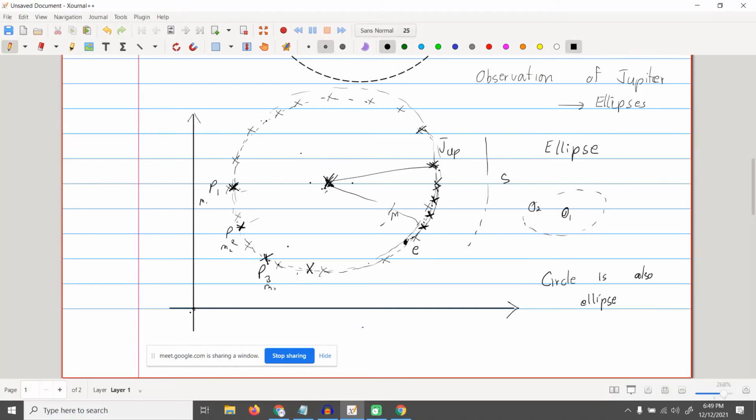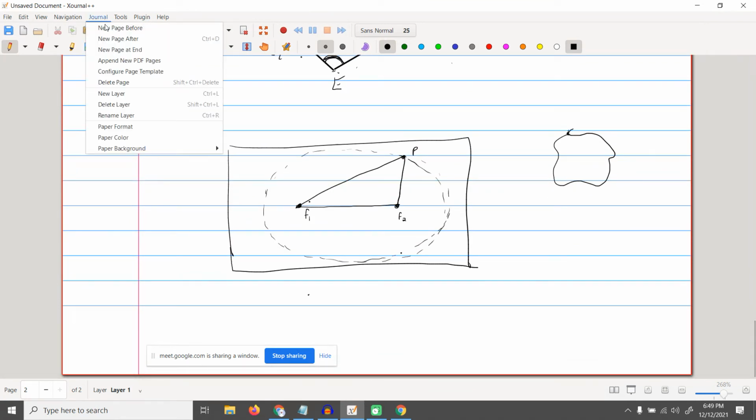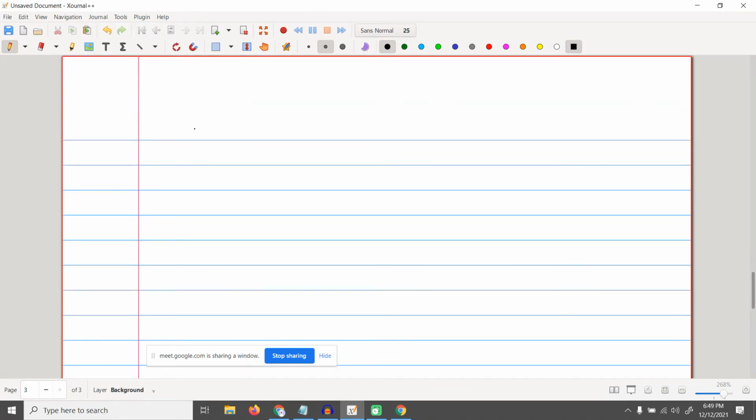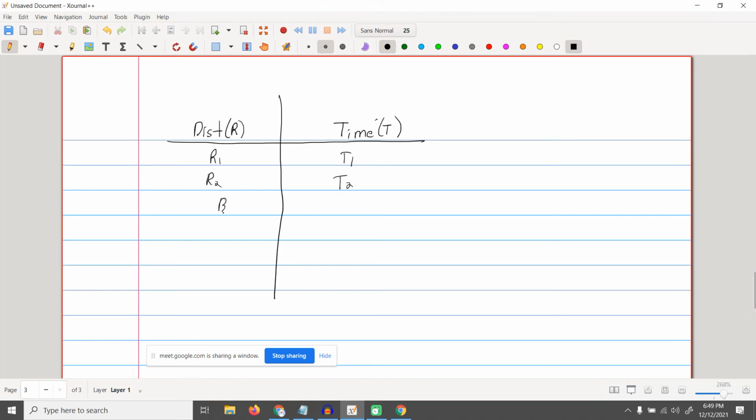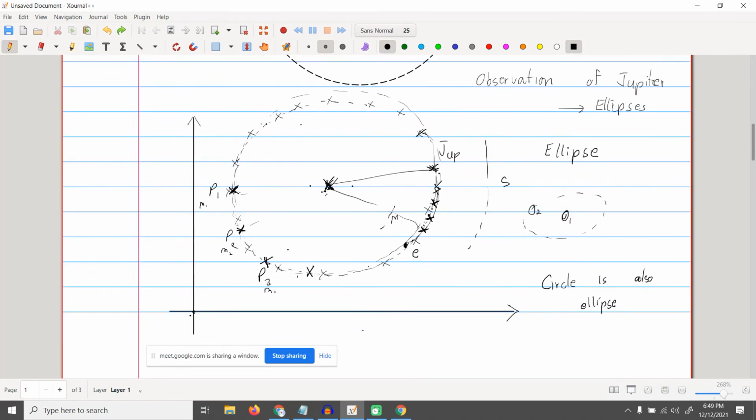Now, this is the second thing. Once we have these plots, we can always make a table where we have the distance from the sun and the time taken. This will be your radius and this will be your time period for the orbit. How much time does it take for a planet to go around the orbit? And you will get planet 1's distance is r1, time is t1, r2, time is t2, r3, time is t3.